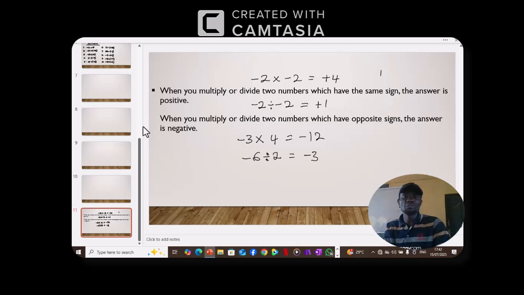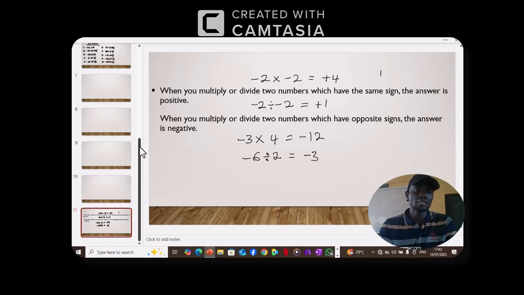But if it is minus minus, or positive positive, negative negative, your answer must be positive, since you are dividing or multiplying. But if one is positive and the other is negative, your answer must be negative when you multiply or divide.